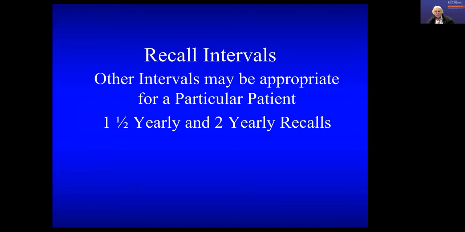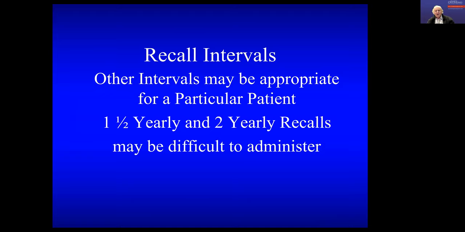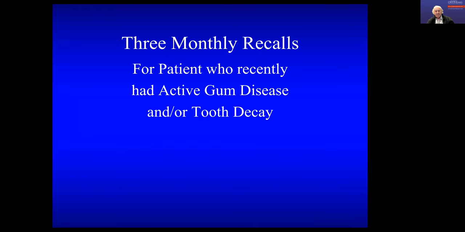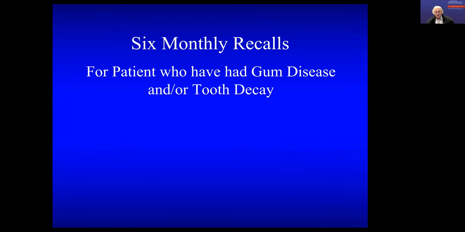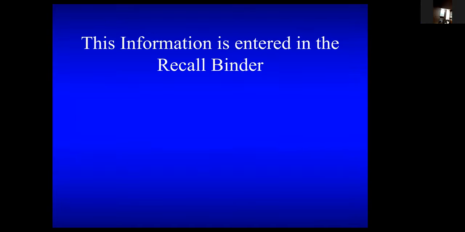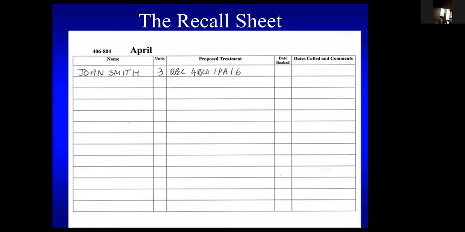So the interval, an appropriate time for a patient might be a year and a half to 2 years, but that's difficult to organize. So it's better just to get them to come back every 6 months. So you see, Eldo, that patient who didn't want to book would go into April, which is 3 months' time. Okay. And the patient's name, the amount of units, and what they're going to be recalled for is in April, okay? So in March, they telephone the patient.